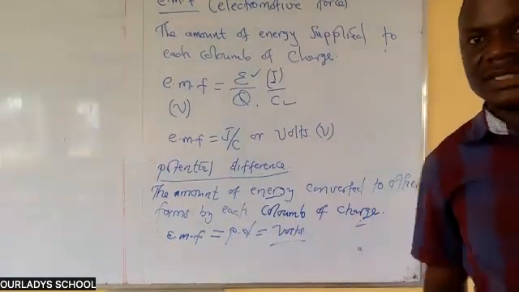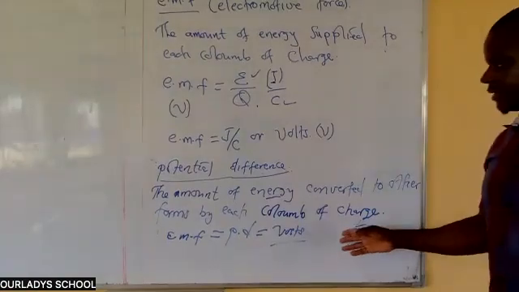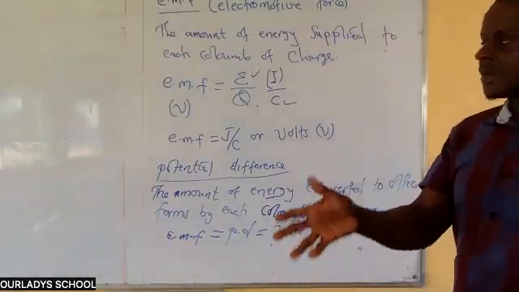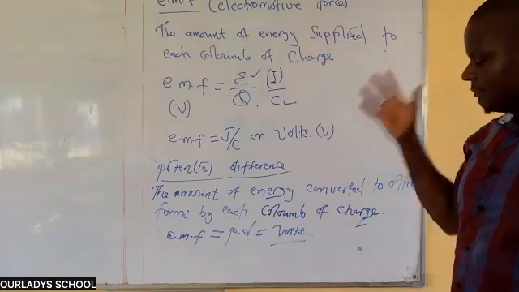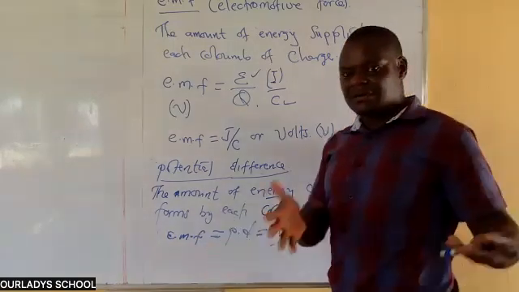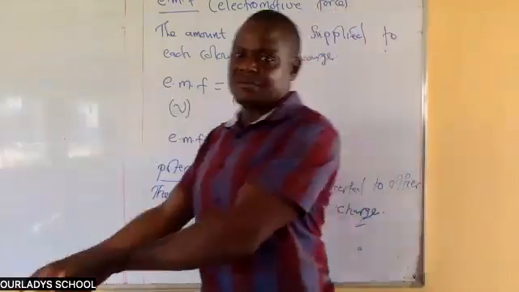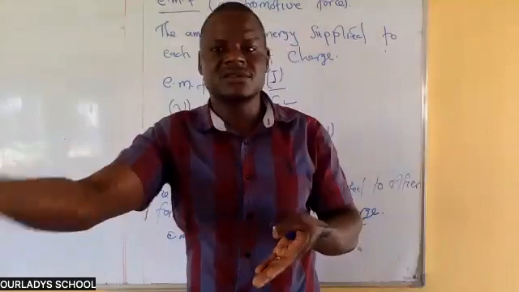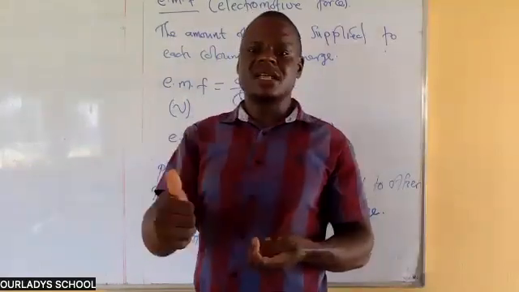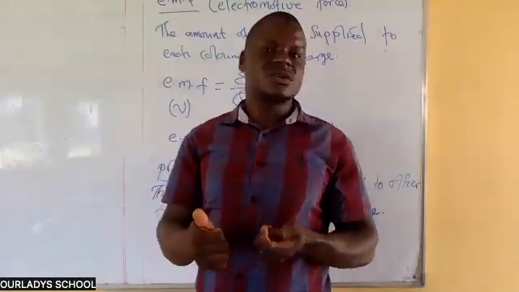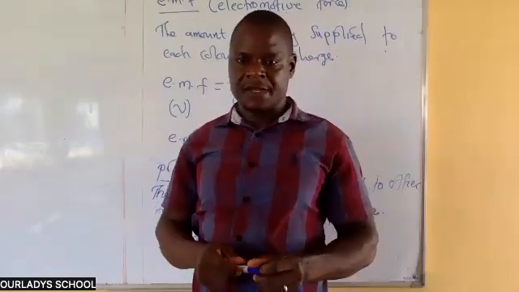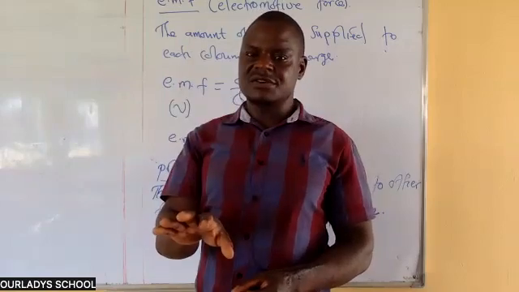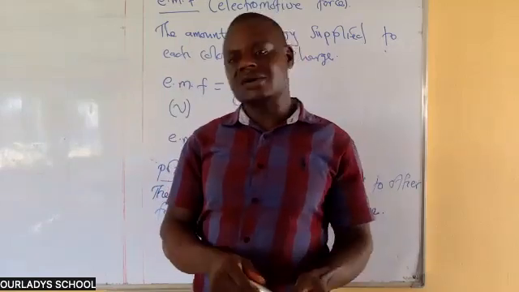Which are volts. So now this potential difference, the electromotive force, how do we measure it? How much energy is supplied to each coulomb of charge, how much energy is converted to other forms. The instrument that we use to measure is called the voltmeter. So right here, that's where I end. I'll just talk about the voltmeter, how it's connected, how it's used.